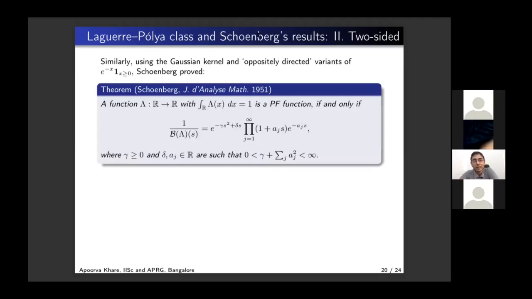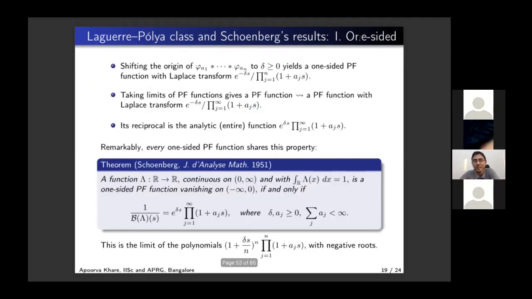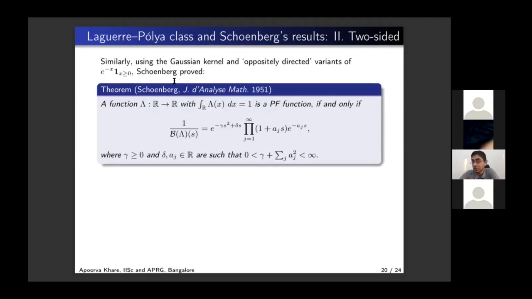This is the Laguerre-Polya class and Schonberg's result. So this was a one-sided result, and now I will use the Gaussian version. So use the things on the positive semi-axis, use the reflections on the negative semi-axis. Those are again, all of these are Polya frequency functions, and use the Gaussian.